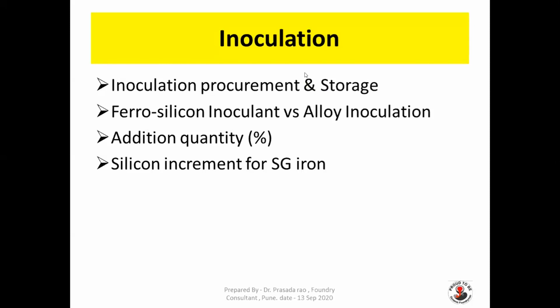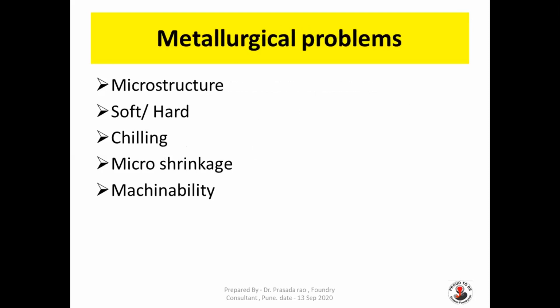Especially because many people ask how much inoculation should be used. See, every foundry has its own practice. In SGI I have seen one foundry use total inoculation of 0.4, and in some foundries people are using 0.6 also. So I'm not talking about addition level here. I want only silicon increment from bath to final. If it is 1%, then your casting is perfectly okay. Next slide, please. Sandeep, next slide.